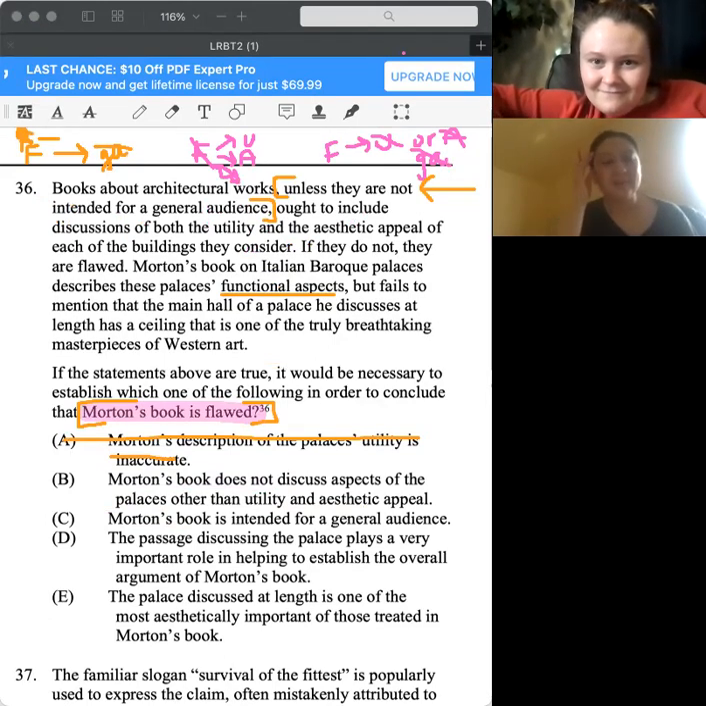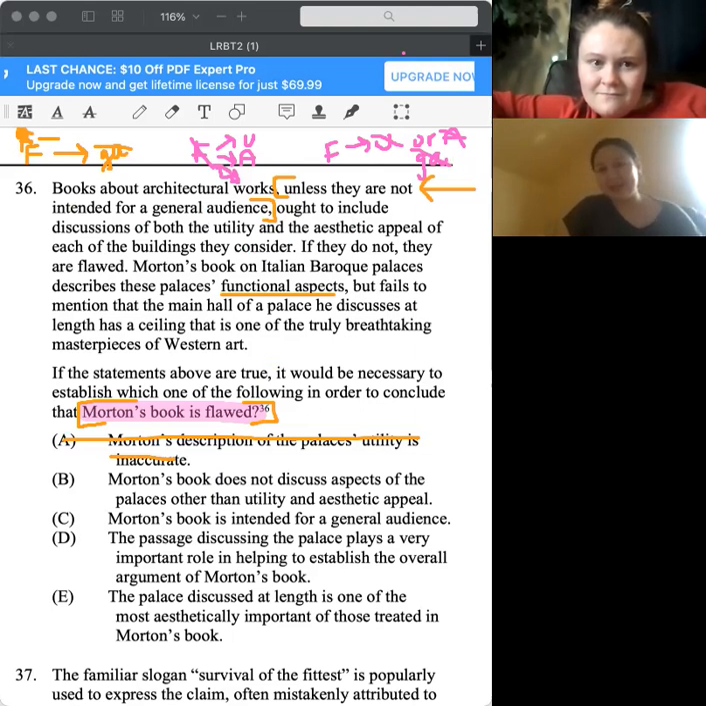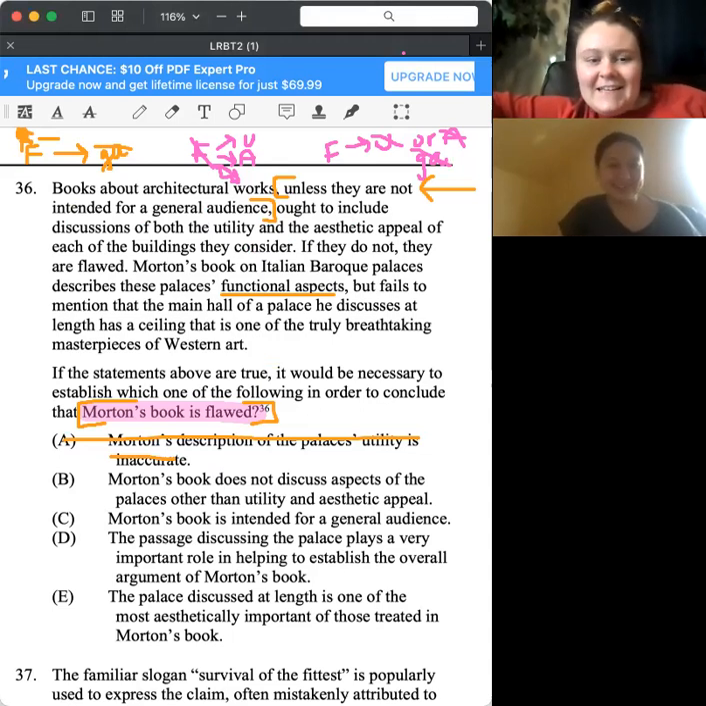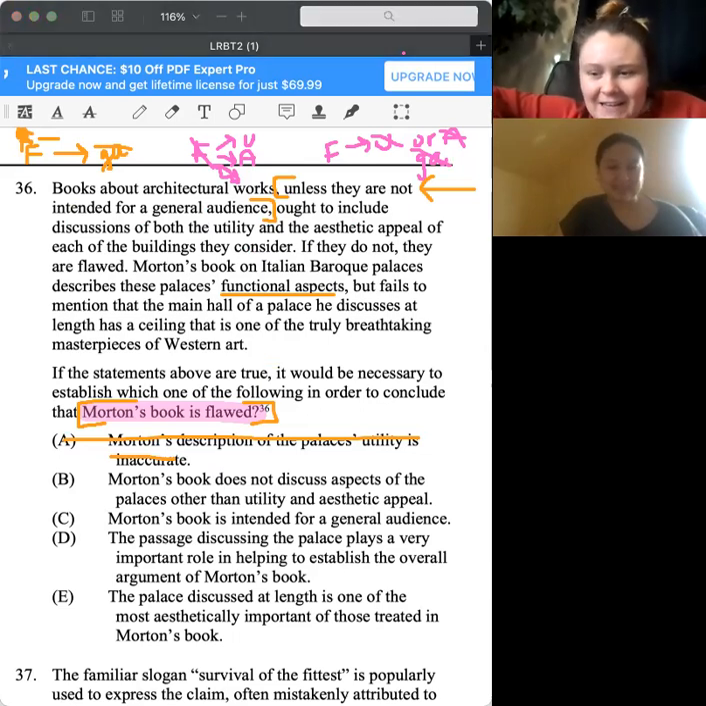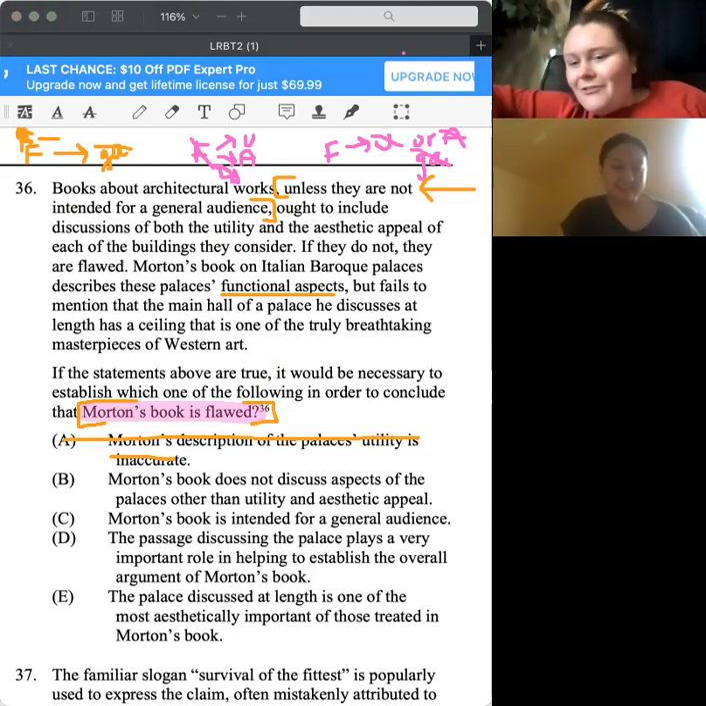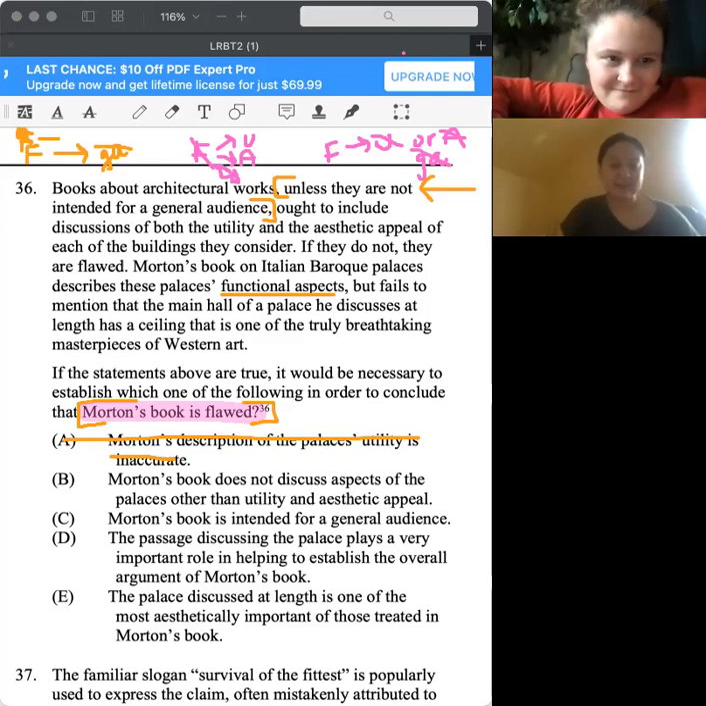Okay, so B says that Morton's book does not discuss aspects of the palaces other than utility and aesthetic. I don't think that it's right, because it doesn't matter whether or not they discuss those things. It matters what the book is intended to do. Is it needed that it doesn't discuss anything other than utility and aesthetic? No, it just could include his biography or something. That doesn't make it flawed. Exactly. So we can eliminate B.